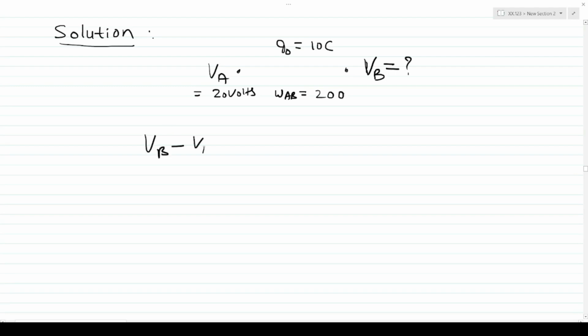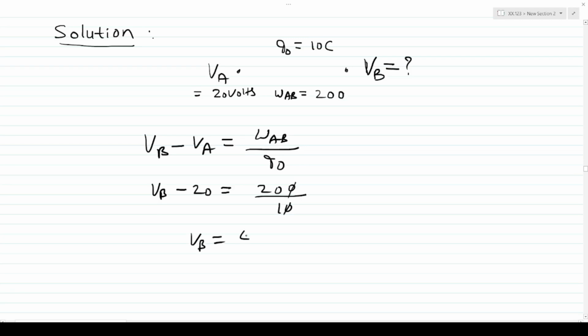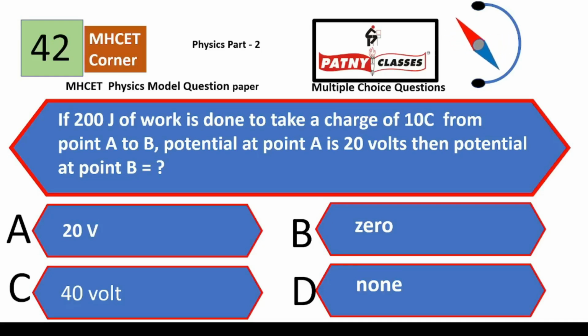We know that VB minus VA equals work done upon charge. So we need to find VB. VA is 20 volts, work done is 200, and charge is given 10. So we get VB equals 40 volt. Therefore, option C is correct option. So we lock option C.